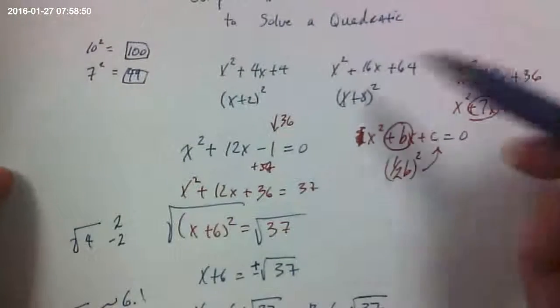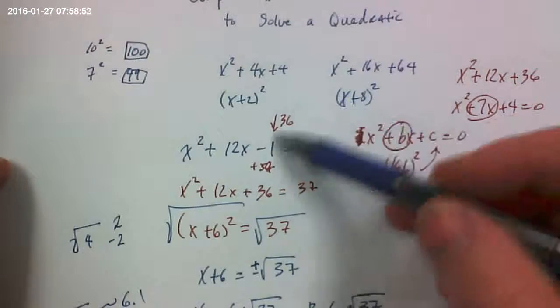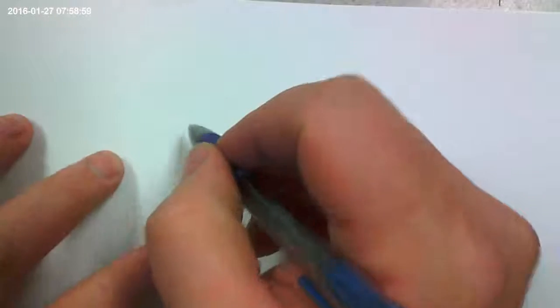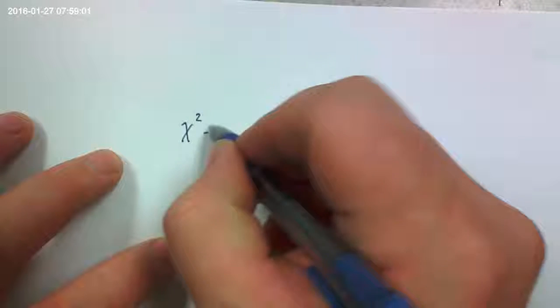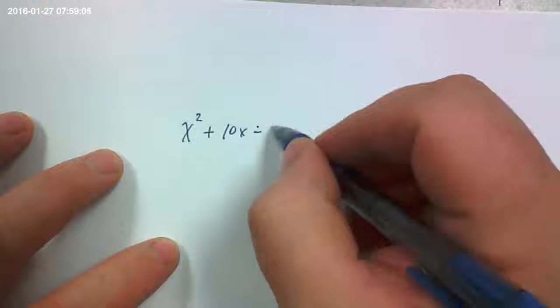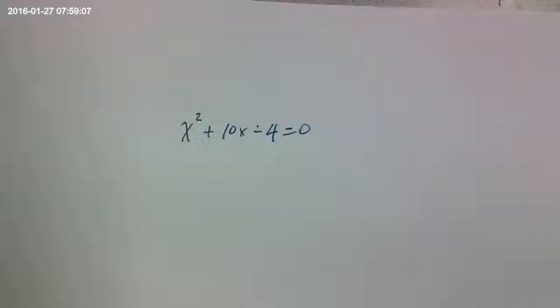Now let's do one more example. On the last example, I did it pretty quickly just by figuring out what it would be. Let's do another that's a little bit slower. So let's do x squared plus 10x minus 4 equals 0.